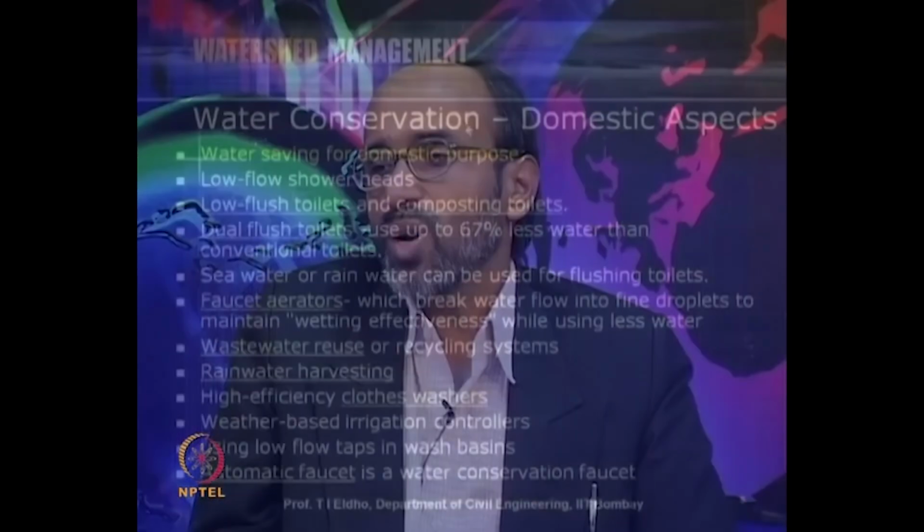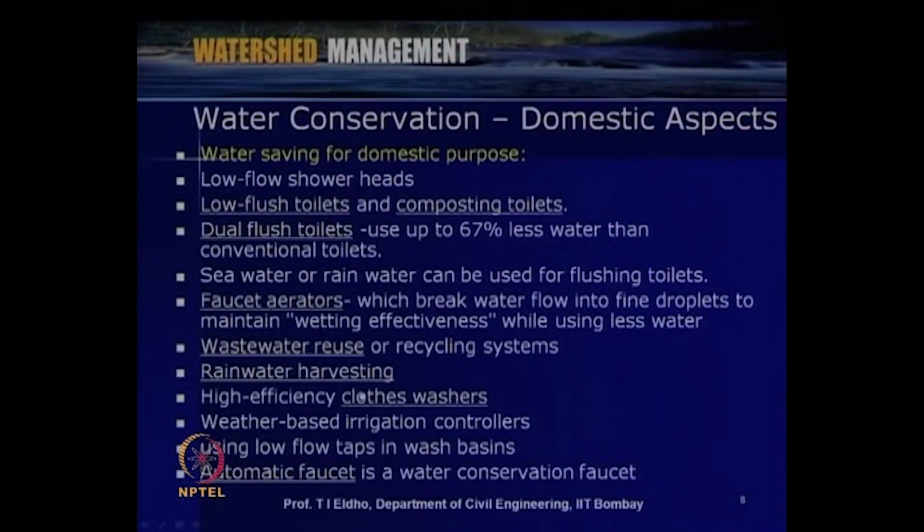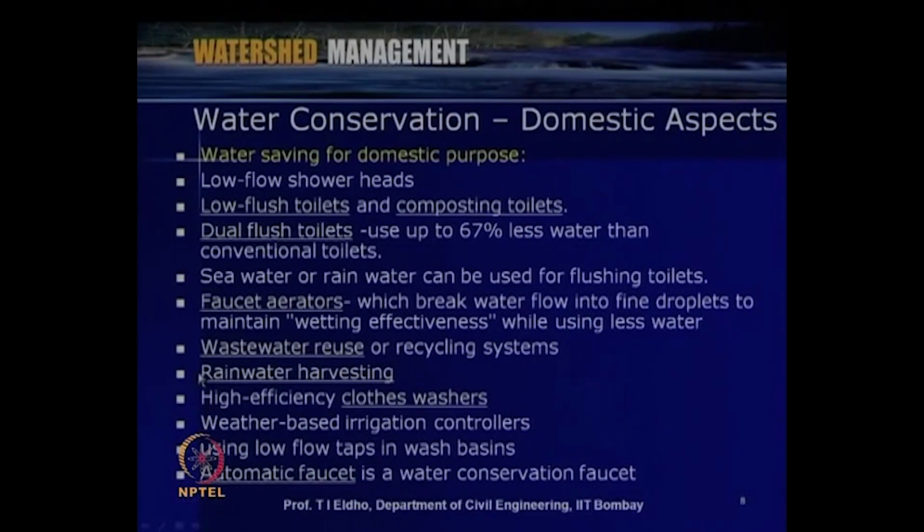So, water saving for domestic purposes, we can see various schemes, like low flow shower heads, then low flush toilets and composting toilets. Dual flush toilets use up to 67% less water than conventional toilets. Then seawater or rainwater can be used for flushing toilets. Then faucet aerators, which break water flow into fine droplets to maintain wetting effectiveness while using less water. Then wastewater reuse or recycling systems, which we will be discussing further in later lectures.